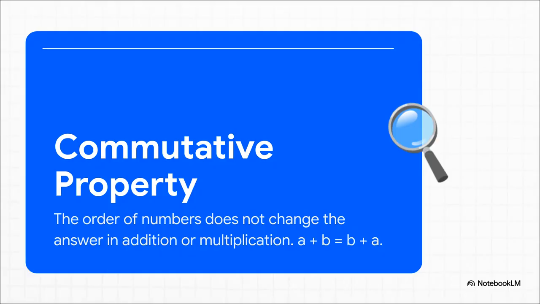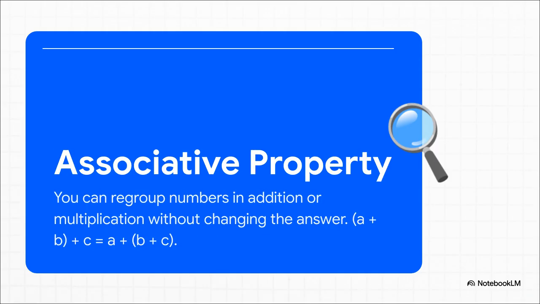First step, we've got the commutative property. Just think of your daily commute. You can go from home to work or from work to home. The journey is the same distance either way. Well, in math, it means that for adding and multiplying, the order you put the numbers in doesn't change the final answer at all.